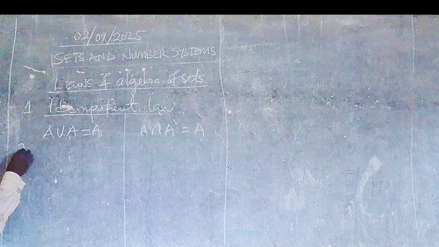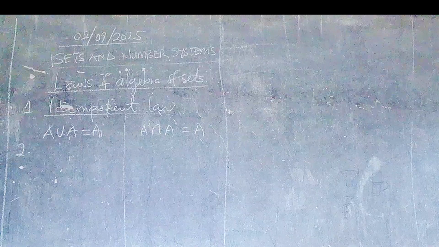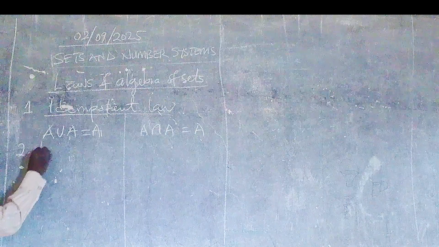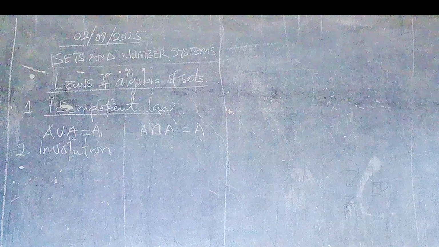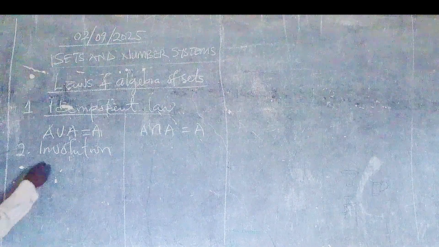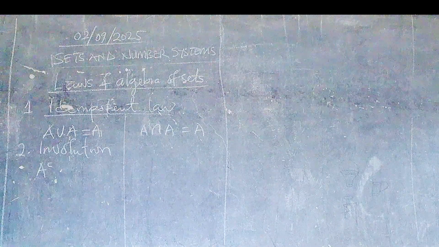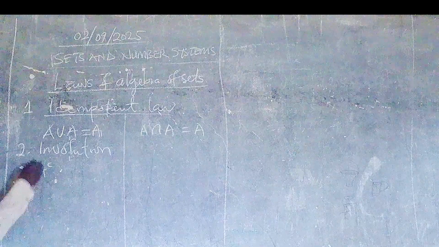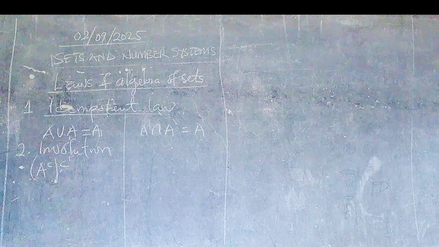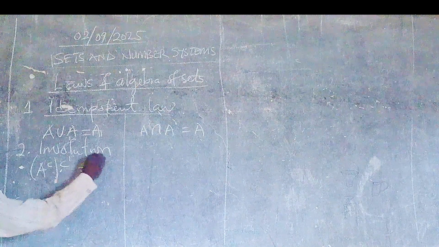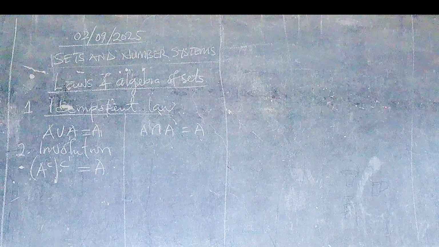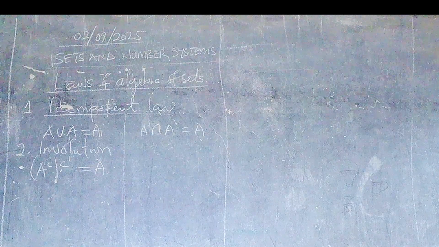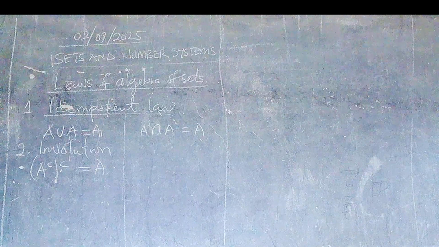Secondly, let's take the law of involution. This involution law is saying that if you have A complement and then complement again, the answer is equal to A. That is the involution law. The complement of a complement is the set itself.